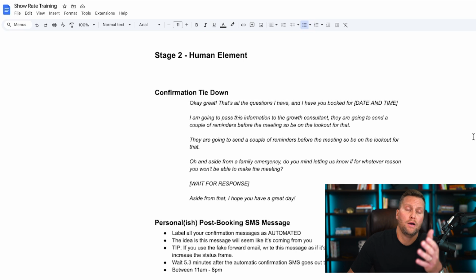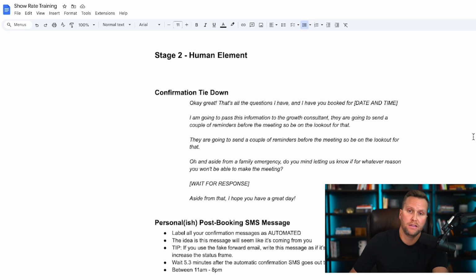I would recommend that both the setter and the closer say this. Hey, just a heads up, we're going to send you a couple of reminders, because you're talking to them. They're confirming that they're going to show up. And you don't want them then to be upset because they get another text message or an email that says, hey, don't forget to show up, right? So just give them a heads up. Hey, you're going to get a couple automated reminders for the meeting. That's going to give you the link to the call.